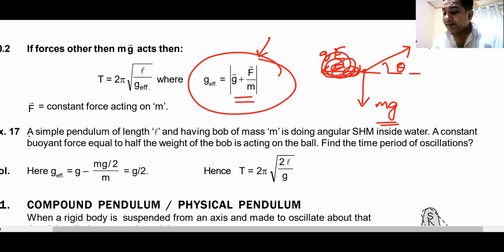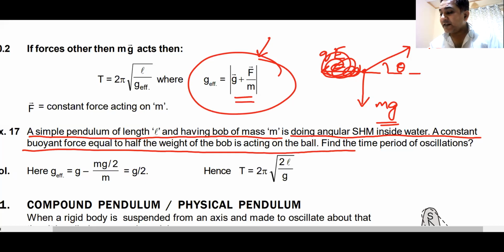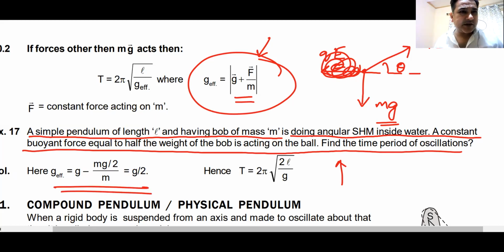See, a very simple example is given here. A simple pendulum of length L and having bob of mass M is doing angular SHM inside water. A constant buoyant force equal to half of the weight of the bob is acting on the bob. It is acting in the upward direction. It's a constant buoyant force, so you just find out the value of g effective. g effective becomes g by 2, and you have the time period of this bob as T = 2π root over L divided by g by 2. It becomes 2π root over 2L by g.